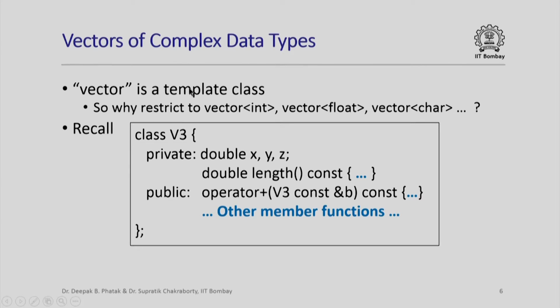Now if vector is a template class, I should be able to write a declaration like this: vector<V3>, where the generic type is instantiated by this user defined class V3, and then I could declare a variable V3vector, and here I am saying that V3vector is going to be a vector of size 10, and each element of that vector will be an object of class V3. So here I am now defining vectors of more complex data types, and this is as simple as doing this because the vector is basically a template class as provided by the C++ standard library.